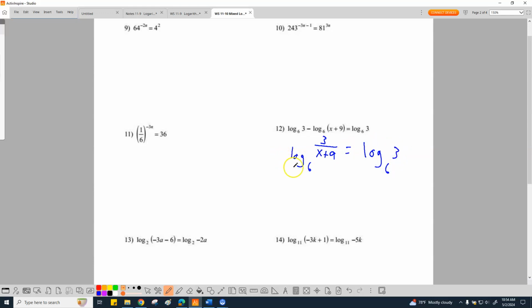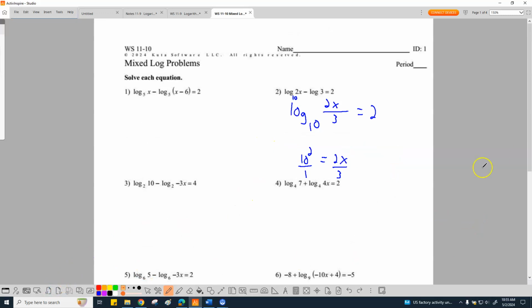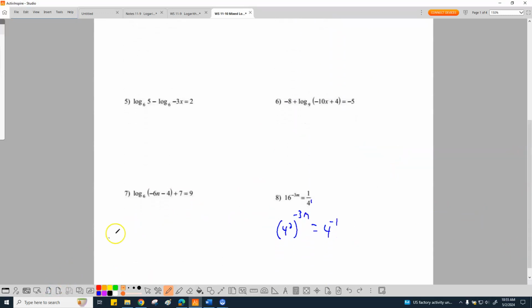Now, you see how there's logs on both sides? There are logs on both sides, so we can cross this out. So those are the 3 types of problems. Logs on one side, rearrange. Logs on both sides, condense and cross out. No logs at all, just change the base. All right, that's a little main lecture.